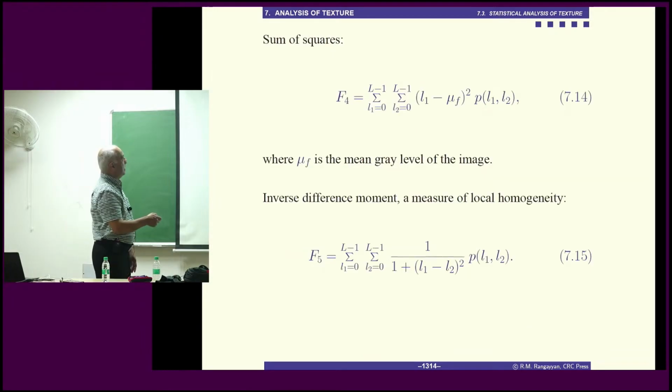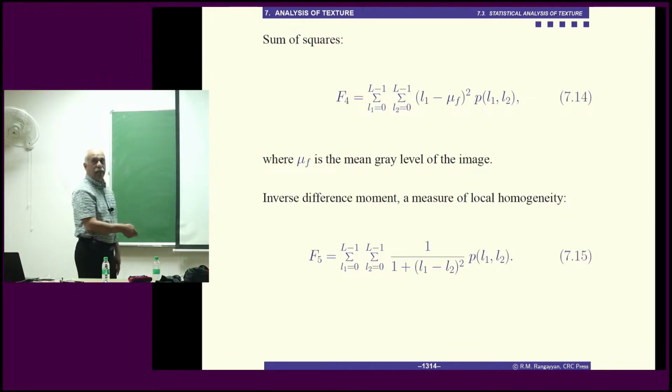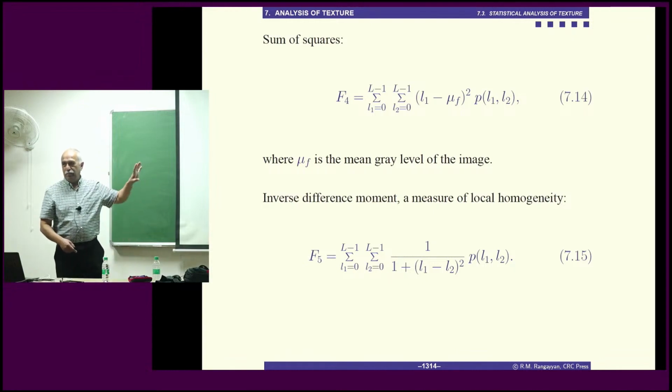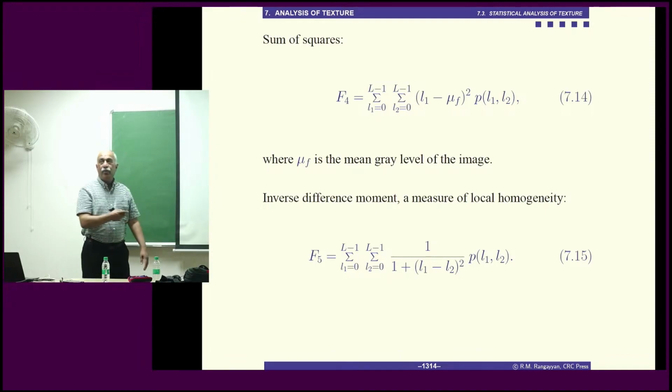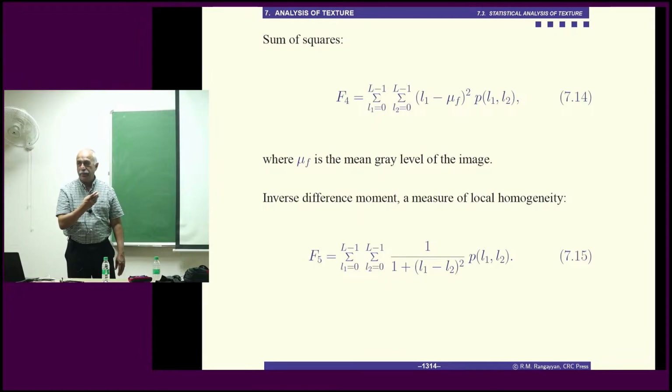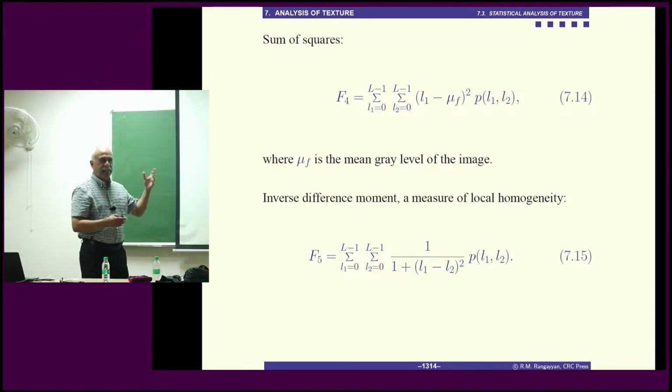The sum of squares, it's like a variance, L1 minus mu f, P(L1, L2), and inverse difference moment, 1 over 1 plus L1 minus L2. To avoid dividing by 0, you add a 1 here. P(L1, L2) will remain. So these are all moments of the PDF. And you can take moments, you integrate the PDF with some weight. So what is the weight? That is the argument for the expectation operator or the moment that you are taking. It's like expectation. All these statistical moments, but these are the controlling factors. That is the PDF.